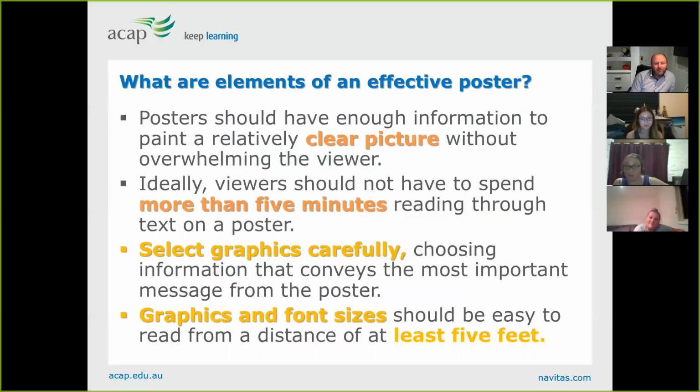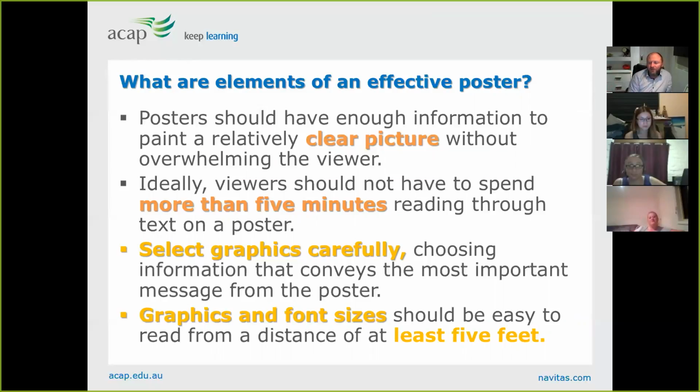So what are the elements of an effective poster? Posters should have enough information to paint a relatively clear picture. But people shouldn't have to spend too much time understanding what's going on. So it should be easy to read. It shouldn't be like a Where's Wally chart. What information is where, you know, what's going on. You shouldn't be doing that stuff. You should be able to find and understand it really easily.